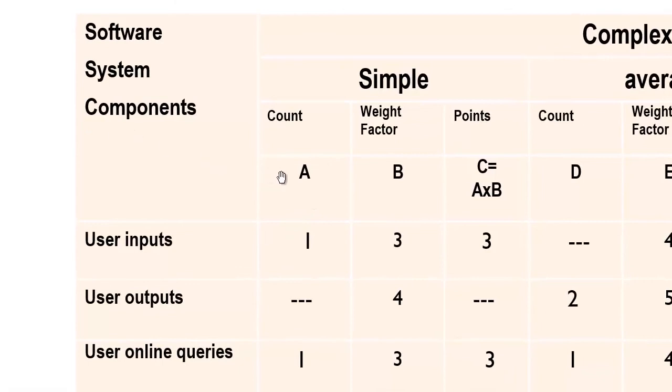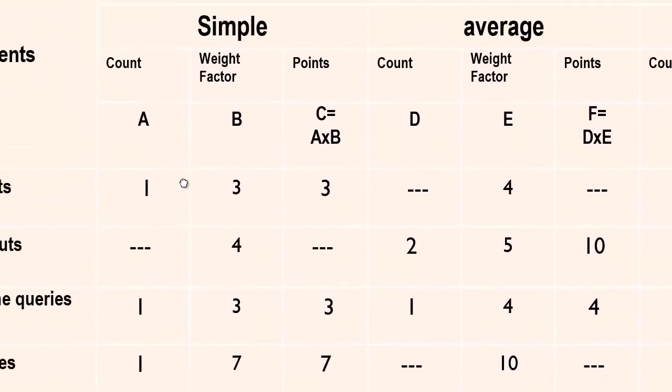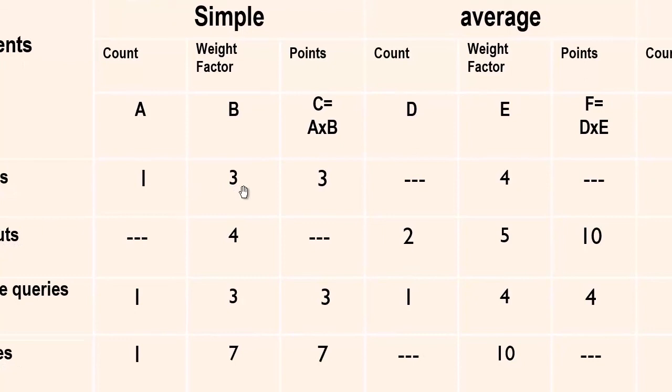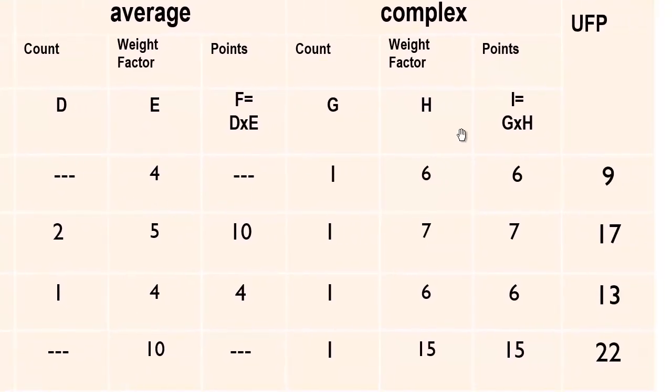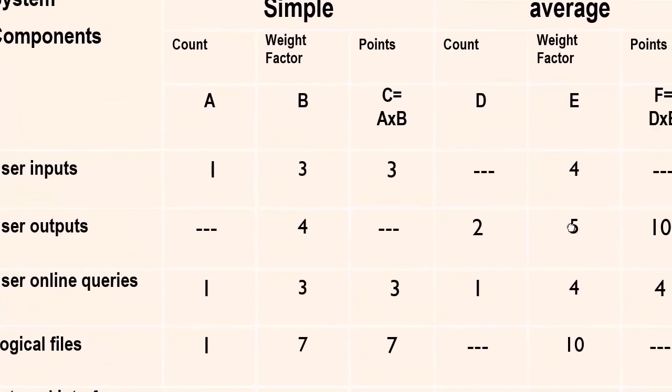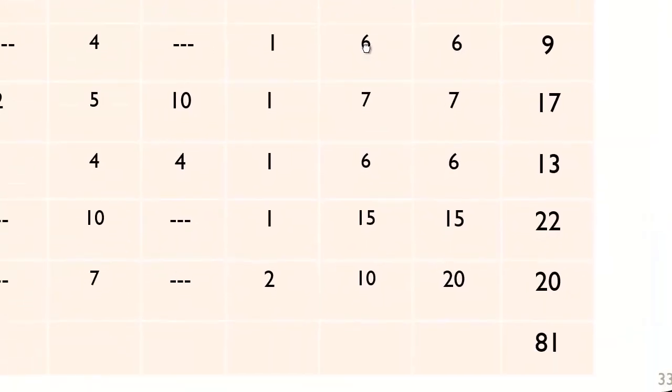You can see the different values: the count, weight factor, points. If you look here, the count is 1, the weight factor is 3, 1 into 3 for a simple case. Then there is an average case and a complex case, and likewise for user outputs. Considering the case, you can infer that we have arrived at the value 81.